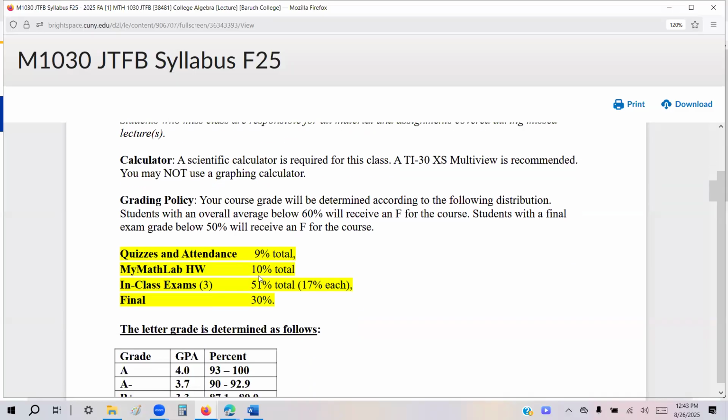The grading policy: the quizzes, in-class quiz, MyMathLab quiz, and attendance, all 3 things, 9%. Your MyMathLab homework alone is 10%. The 3 in-class exams are 51%, and finally the final exam is 30%. All of them together 100%. So the more you get absent, the more you're going to lose these points. If you're absent or late, that means you're losing your quiz score plus the attendance score.